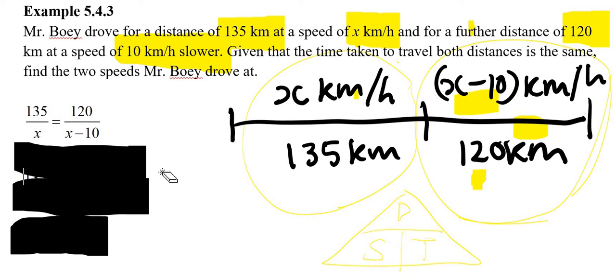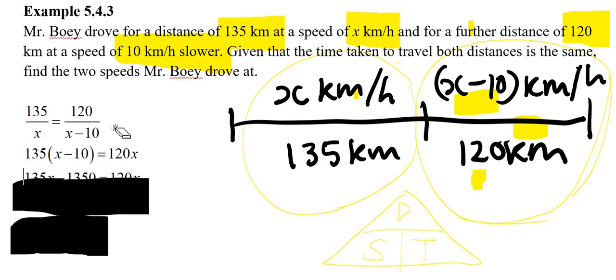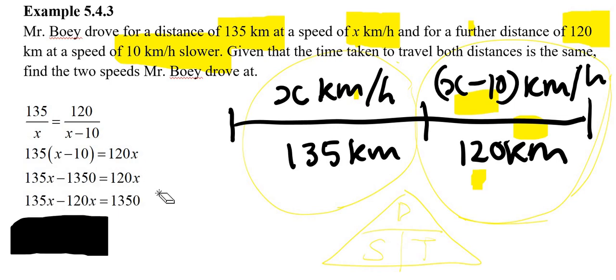Now we have to simplify this equation in order to solve for the two speeds at which Mr. Boy drove. First step, we need to get rid of denominator x by multiplying both sides by x. Then we have to get rid of x minus 10 by multiplying both sides by x minus 10 as well. Then next step, multiply 135 into the brackets. You get 135x minus 1350, which is equal to 120x.